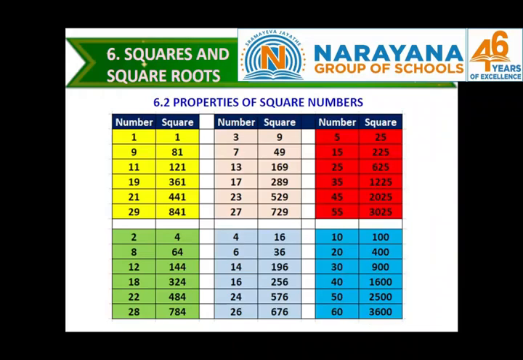See the examples of red and blue colors. 5 square 25, 15 square 225, 25 square 625, 35 square is 1225, 45 square is 2025, 55 square is 3025. So if a number ends with the digit 5, its square also ends with the digit 5. Similarly, if a number ends with 0, its square also ends with the digit 0.